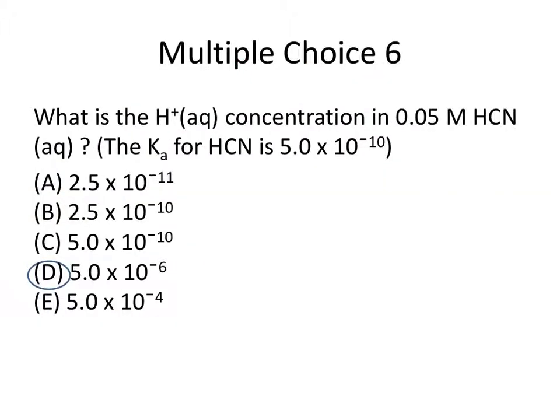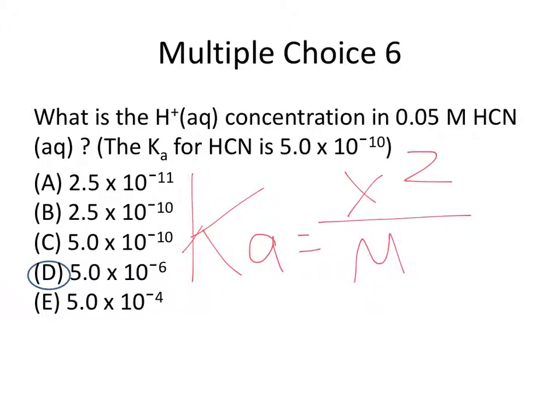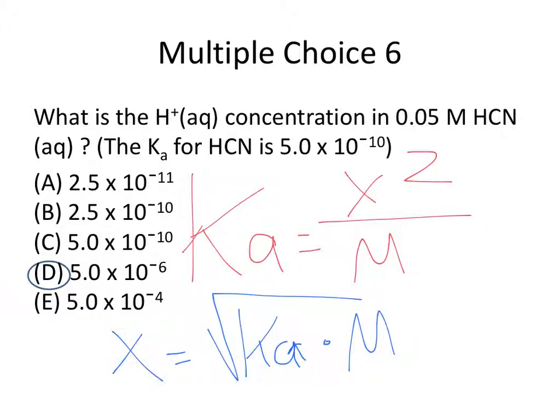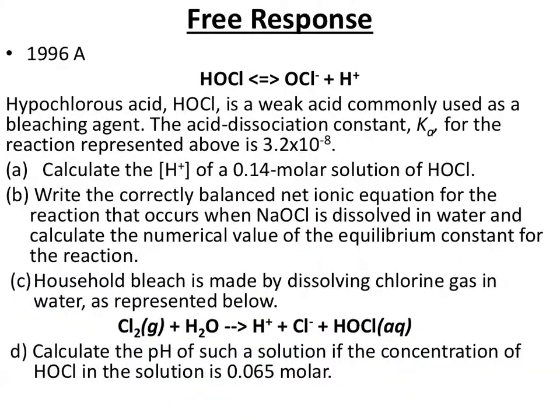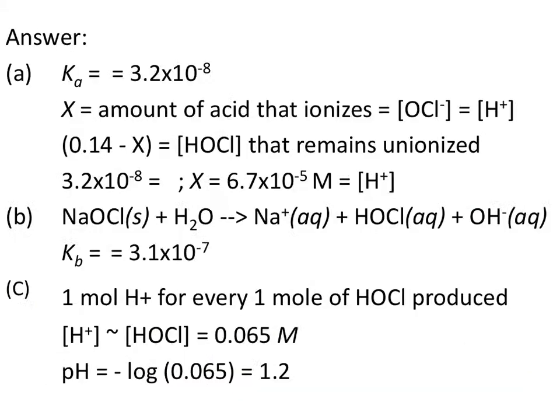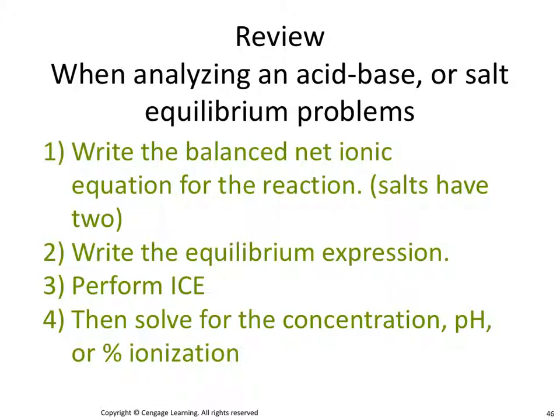And then what is the H plus concentration of a 0.5 molar HCN at the given Ka? Okay, all this is Ka equals x squared over M. So x is equal to the square root of Ka times M. And you can kind of go from there. All right, any questions on that? Free response. So you would just use, yeah. All right, and that's it.